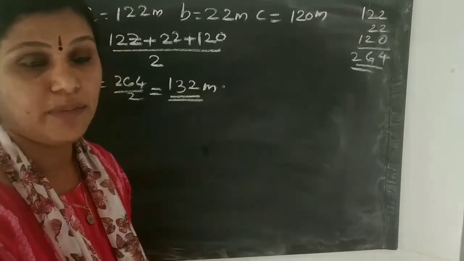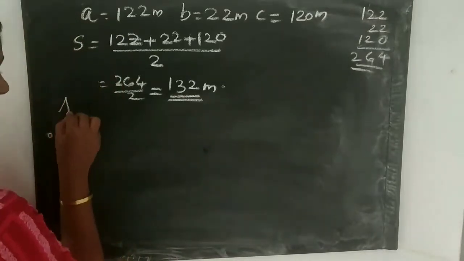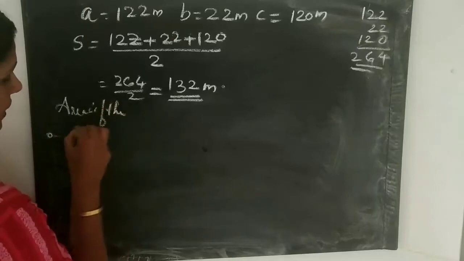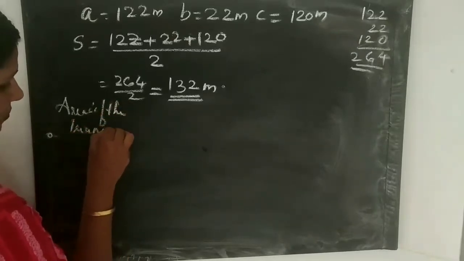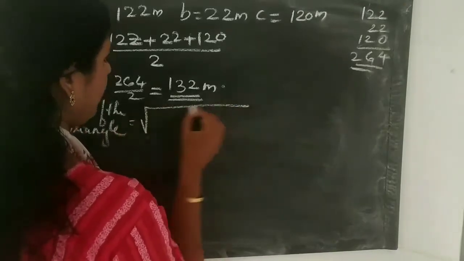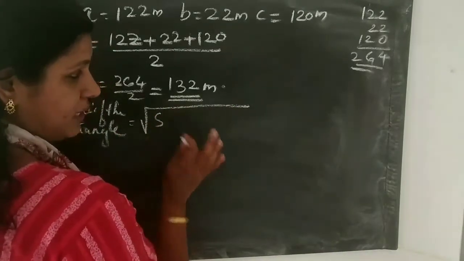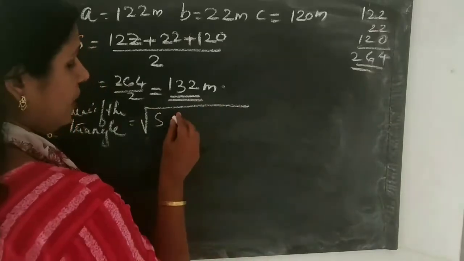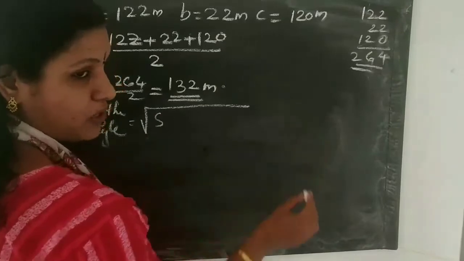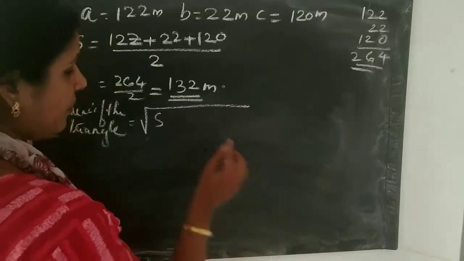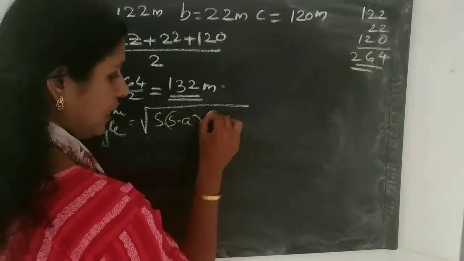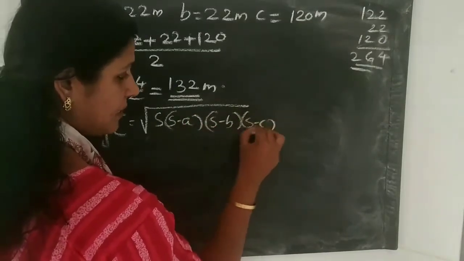Then the second step: we need to write the area of the triangle. Area of the triangle is the root of S into this. This equation is needed for every problem, so you should write it. An equation carries half a mark, so never omit this: root of S into (S minus A) into (S minus B) into (S minus C).